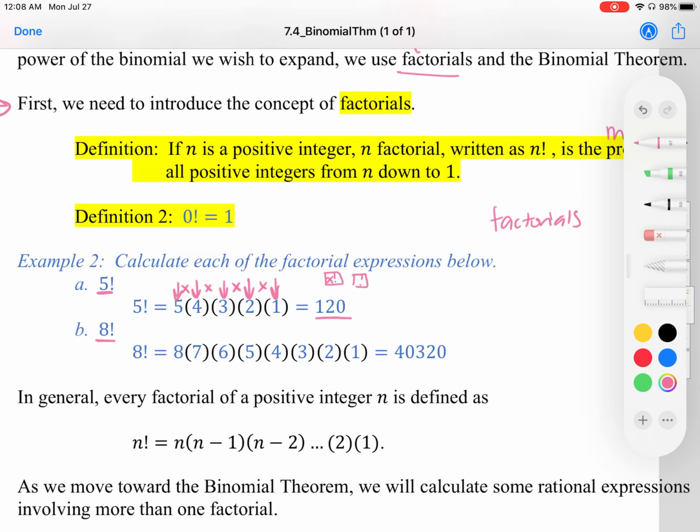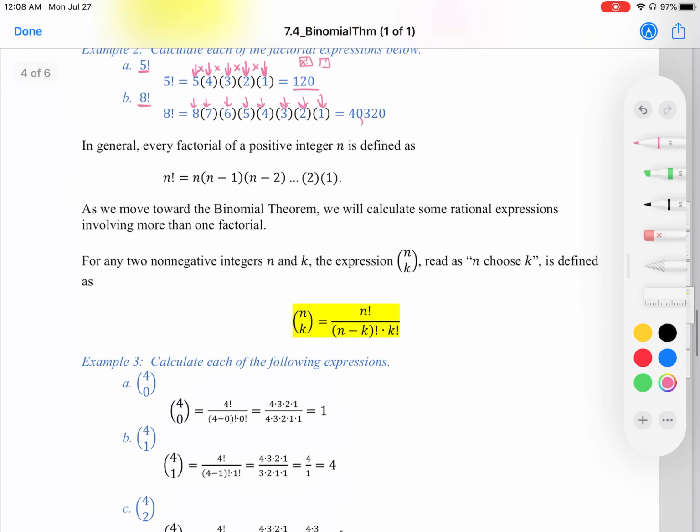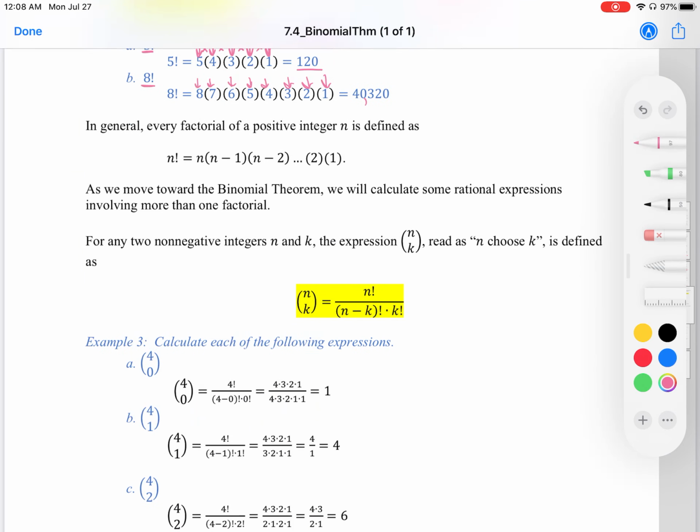All right, example B, 8 factorial. That just means 8 times 7 times 6 times 5 times 4 times 3 times 2 times 1. And our answer is 40,320. In general, the factorial of a positive integer n is defined as your number times n minus 1, times n minus 2, until you reach 1. As we move toward the binomial theorem, we will calculate some rational expressions involving more than one factorial.